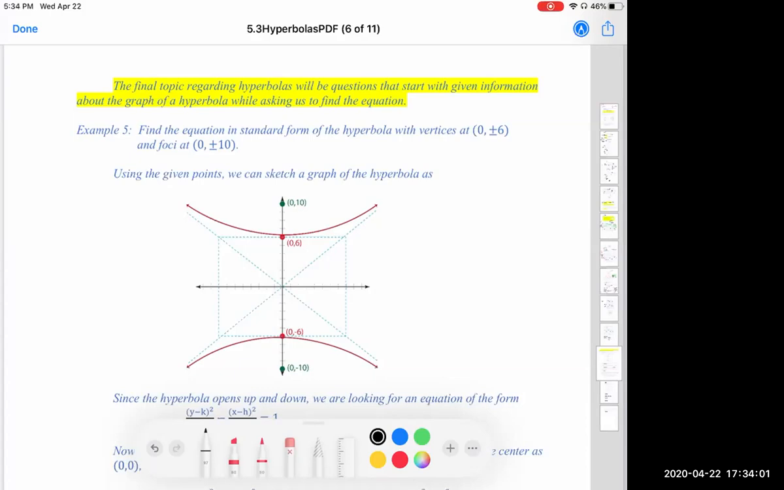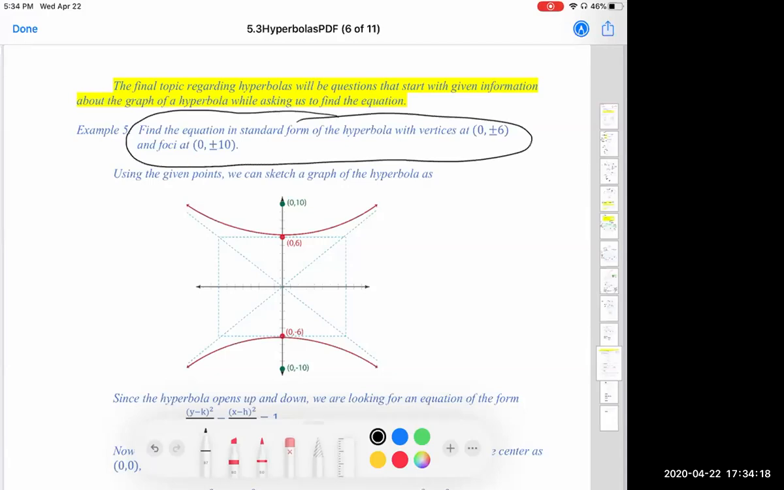Example 5, finding the equation in standard form of the hyperbola with vertices 0 and plus or minus 6, and the foci at 0 and plus or minus 10. So when I read this question, just like you, whenever I see a lot of words in a math problem, I kind of get turned off, right? So first time I read it, I'm like, oh no, one of those problems. And I have to read a couple more times.